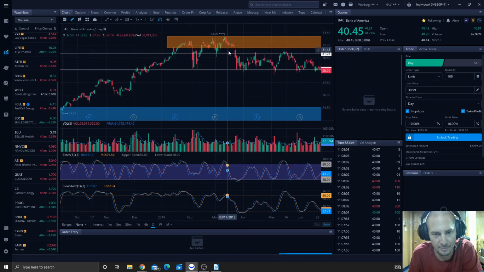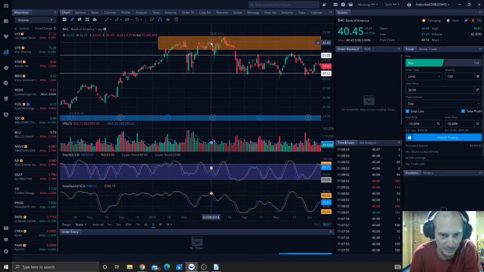That's why it is definitely important to use confluence. I probably would have taken this divergence trade, and you may have gotten out here at a small profit, which is pretty good. And then, of course, you could have taken the second one as well when you triple top there.